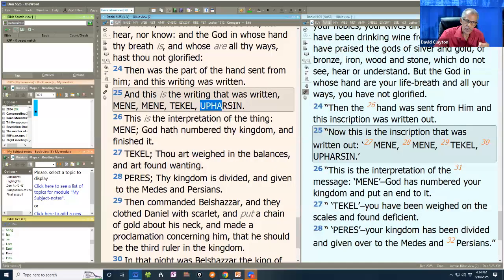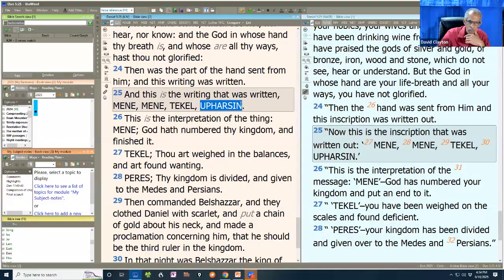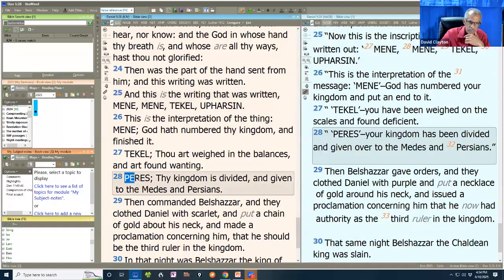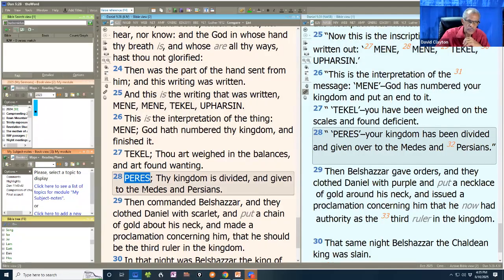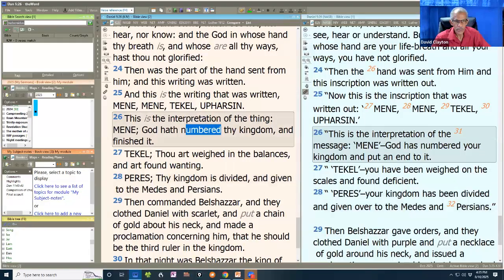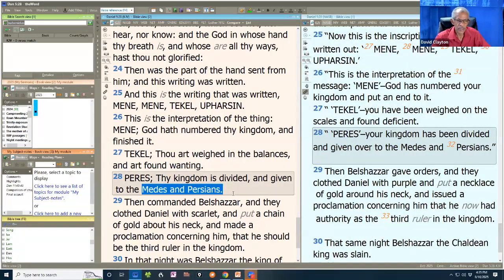Now the third word is upharsin, but Daniel refers to it as Peres. And apparently upharsin is a form of the word Peres. Upharsin is a form of the same word. That's what I'm concluding. So upharsin or Peres is referring to the Medes and the Persians. So Daniel sees numbered, weighed, and Persians are Medes and Persians, and he interprets it.